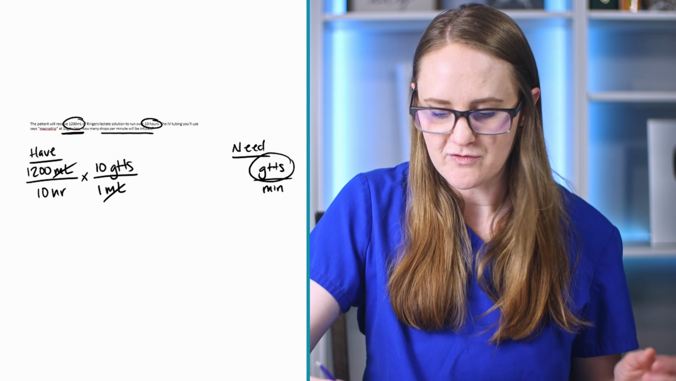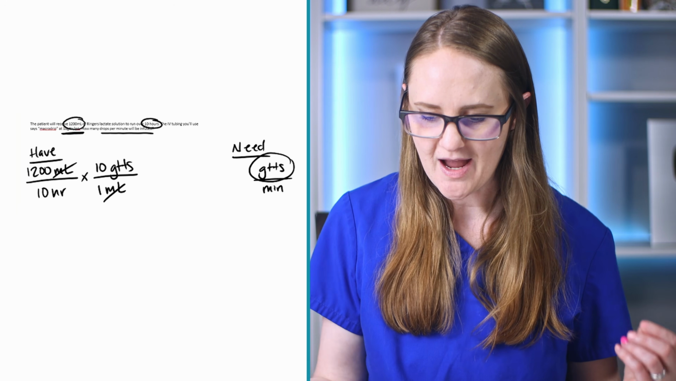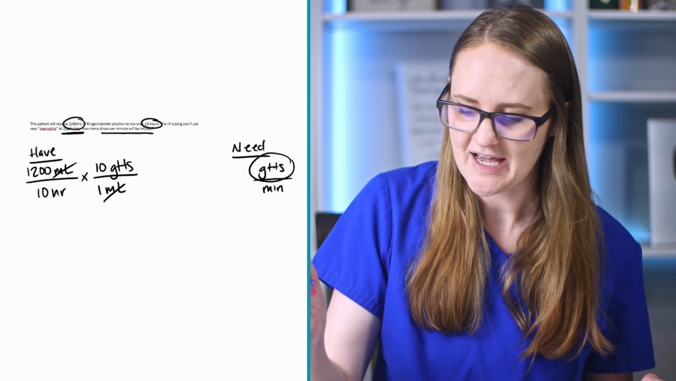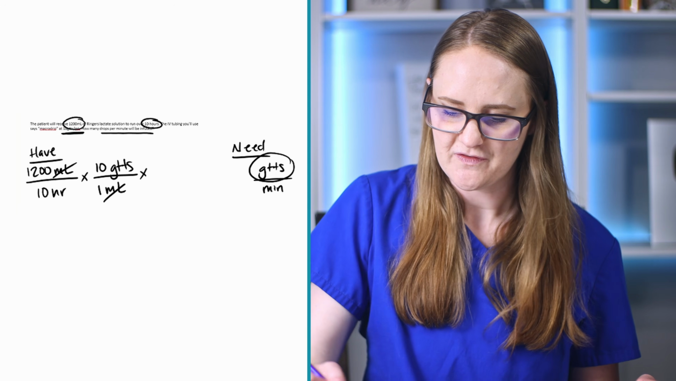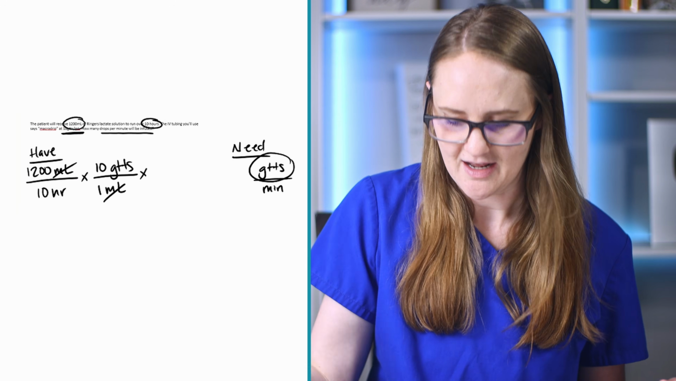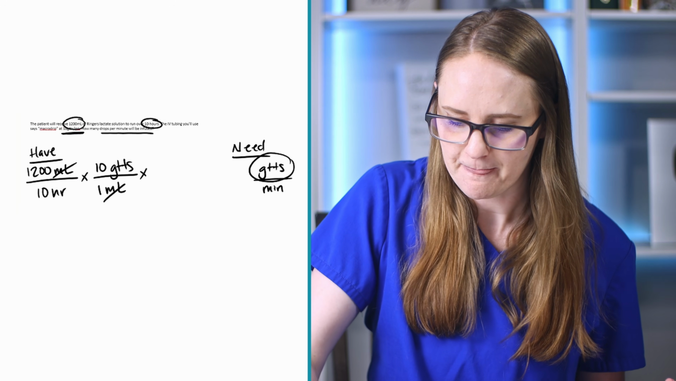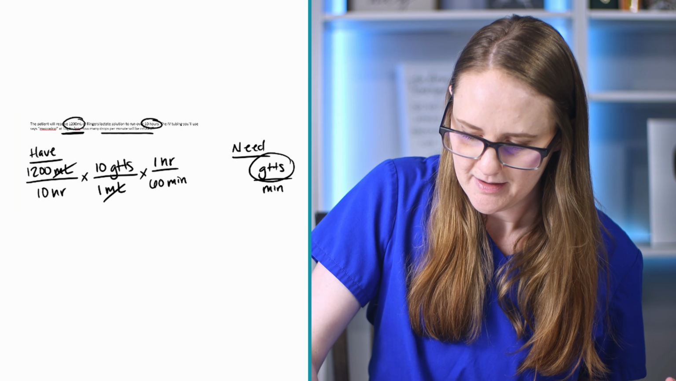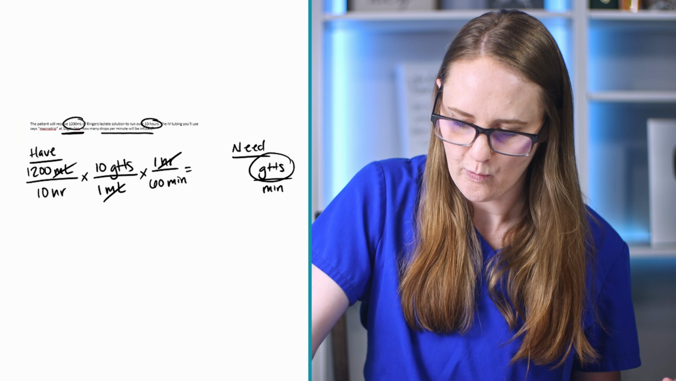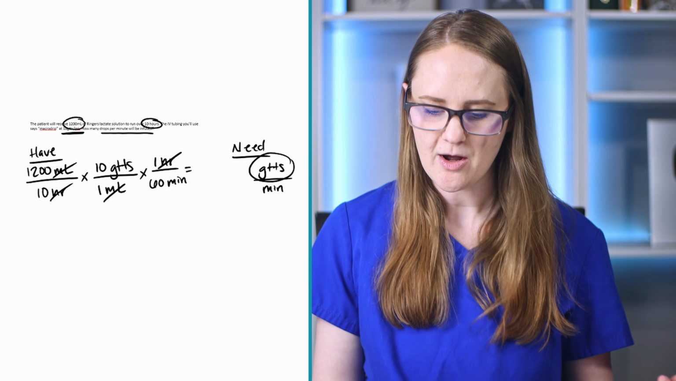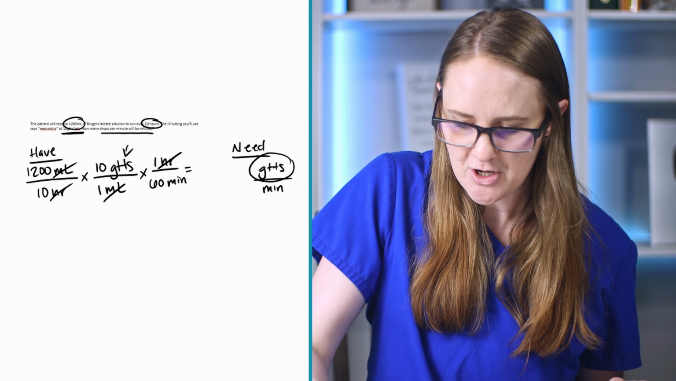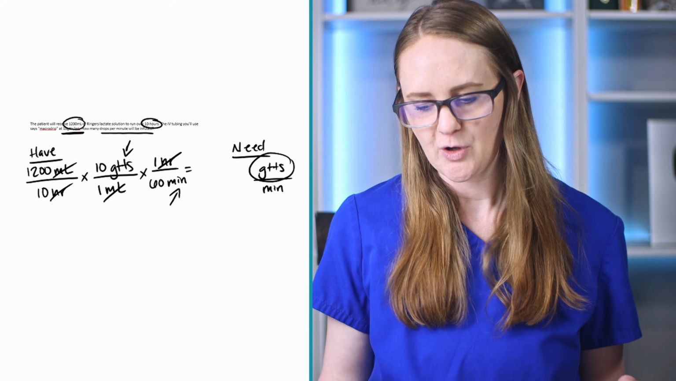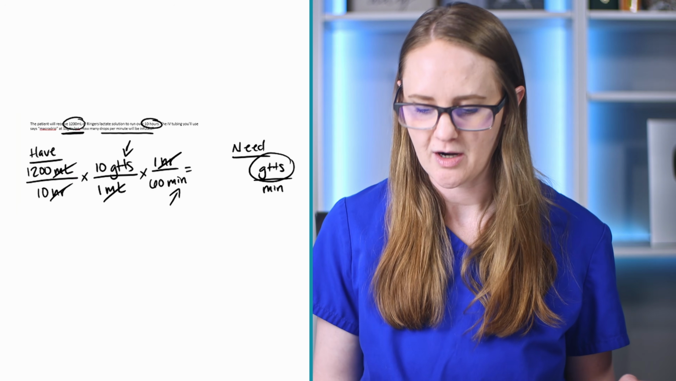So now we have drops over hours, which is fabulous because drops is on top here, it's on top in the need, so that is exactly what we need. Now we need to figure out how to get from hours to minutes. And again, like we did in the previous problem, 1 hour is equal to 60 minutes. Easy peasy, 1 hour crosses out. Those hours cross out. Now we are just left with GTTS over minutes, drops per minute.